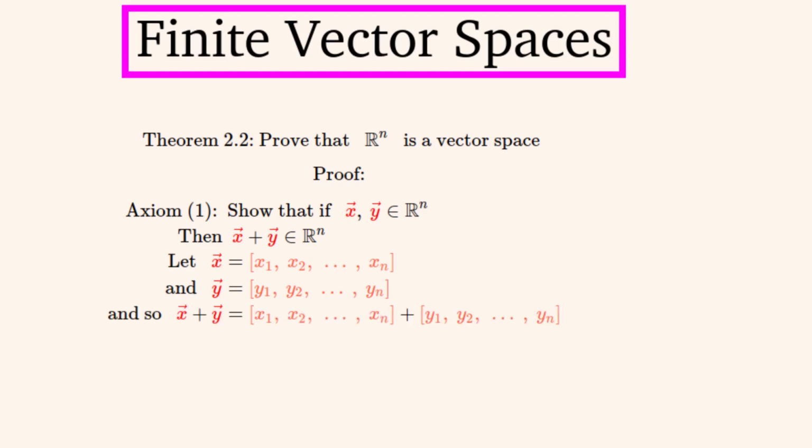So now we'll add these two vectors together. And this is how we add row vectors together. We add each element in the same location and place the sum into this same location in the new row vector that we're making. And finally, this is in the form of a row vector, and so is a member of Rn. This completes the proof of the first axiom.